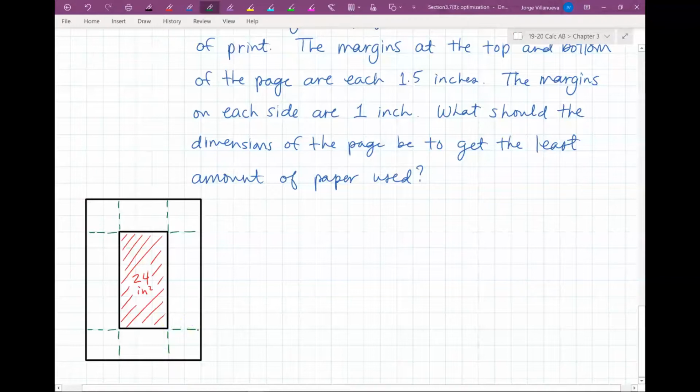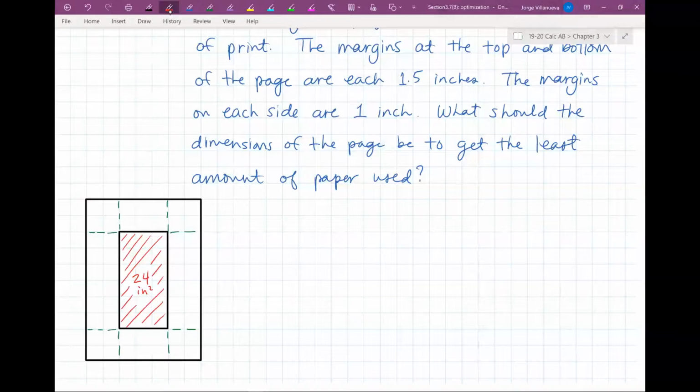So they're saying we're going to give you some kind of piece of paper, but whatever you do, you have to give us 24 square inches of printed area. Now, if you can optimize that, what size does the whole paper have to be so that that little rectangle is using the least amount of paper without breaking the rules? That's what they're basically saying. How are you going to do this? Let me start this up. Like I said, I'm going to give you a picture.